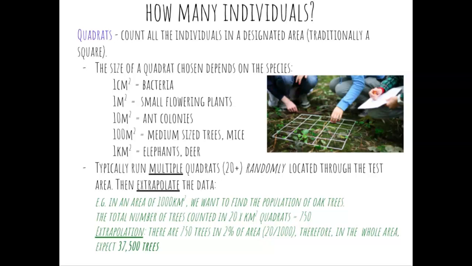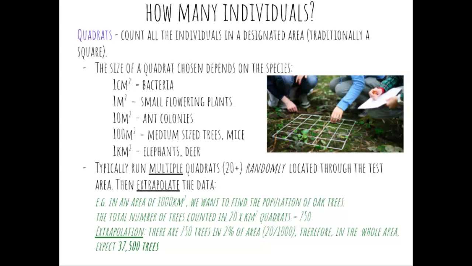So for example, in an area of 1,000 kilometers squared, we might want to find the population of oak trees. So we would place quadrats within that study area and count the total number of trees in 20 of the kilometer squared quadrats, and say that we have 750 trees in 20 kilometers squared. We then extrapolate the data so that we find that there are 750 trees in 2% of the area, because it's 20 out of 1,000 kilometers squared. So therefore, in the whole area, we would expect there to be 37,500 trees. And so using this, we can estimate the number of individuals of a population in a given area.